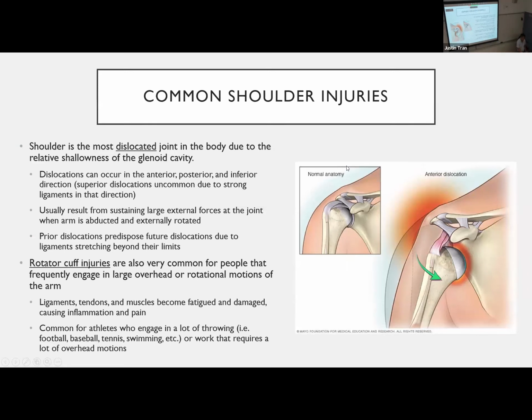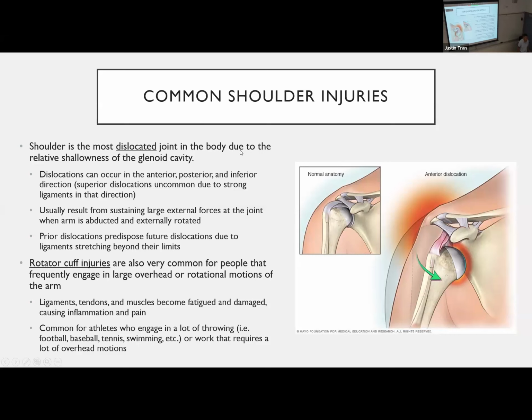I have 3 slides I'll go over very quickly for the last couple minutes. Let's talk about common injuries at the shoulder. Just like I mentioned before, probably the most common dislocation that occurs in the human body is the shoulder dislocation. That's due to the fact that this joint right here is just very flexible and very loose, naturally.